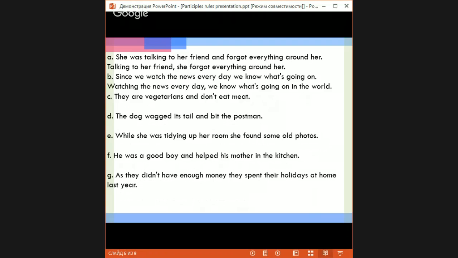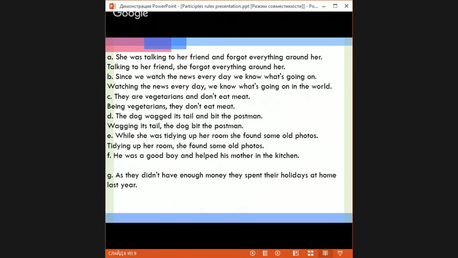They are vegetarians and don't eat meat. Being vegetarians, they don't eat meat. The dog wagged its tail and bit the postman. Wagging its tail, the dog bit the postman. Wag means moving the tail. While she was tidying up her room, she found some old photos. Tidying up her room, she found some old photos. He was a good boy and helped his mother in the kitchen. Being a good boy, he helped his mother in the kitchen.